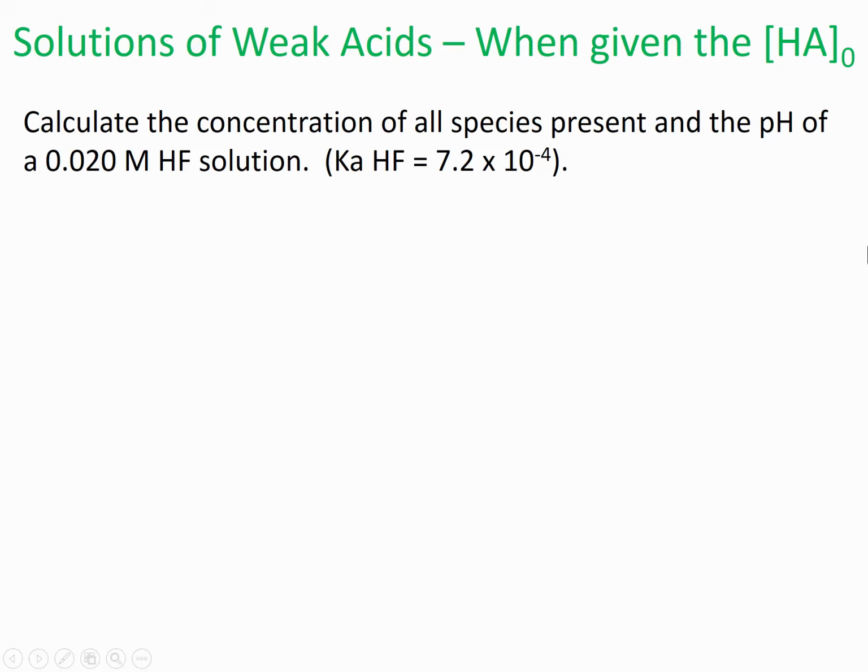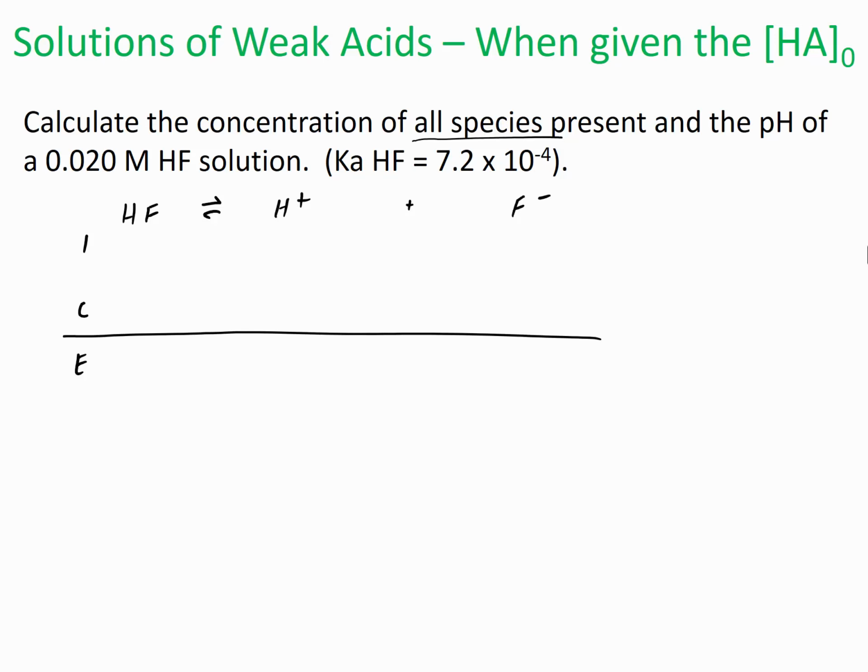This one says, calculate the concentration of all species present and the pH of a 0.020 molar hydrofluoric acid solution. So they're giving us different information compared to the last question. Notice the last one, they gave us the hydronium concentration. On this one, it says calculate the concentration of all species present. That means what they're really asking us is to calculate this number, and then we'll take the negative log to get the pH, and calculate this number. So that's what they're asking us to solve here.